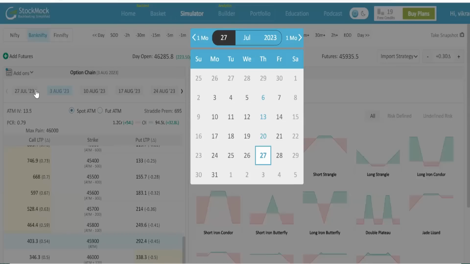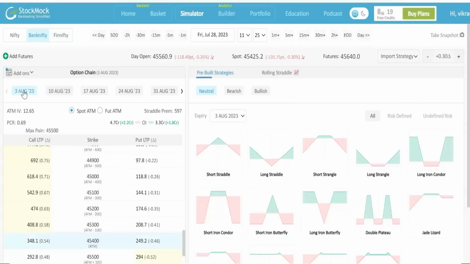Now we are coming to the last day of July, that is 28th of July, Friday. Since Friday a new expiry starts, you can see that now the new expiry is 3rd August. So it was 27 July till Thursday. Friday comes under the next expiry, that is 3rd August. That's why you can see that the date also changed here.